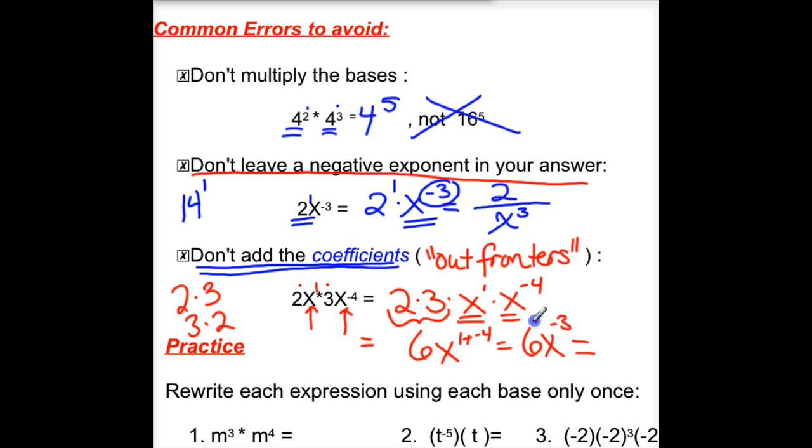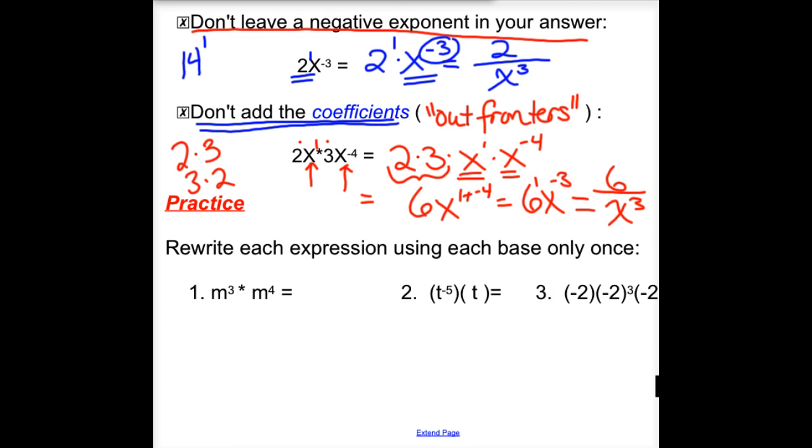Keep in mind that 6 is to the first power, because that's not in parentheses, so it'd be 6 over x to the third. Next, we are rewriting these using each base only once. So basically I'm simplifying again.